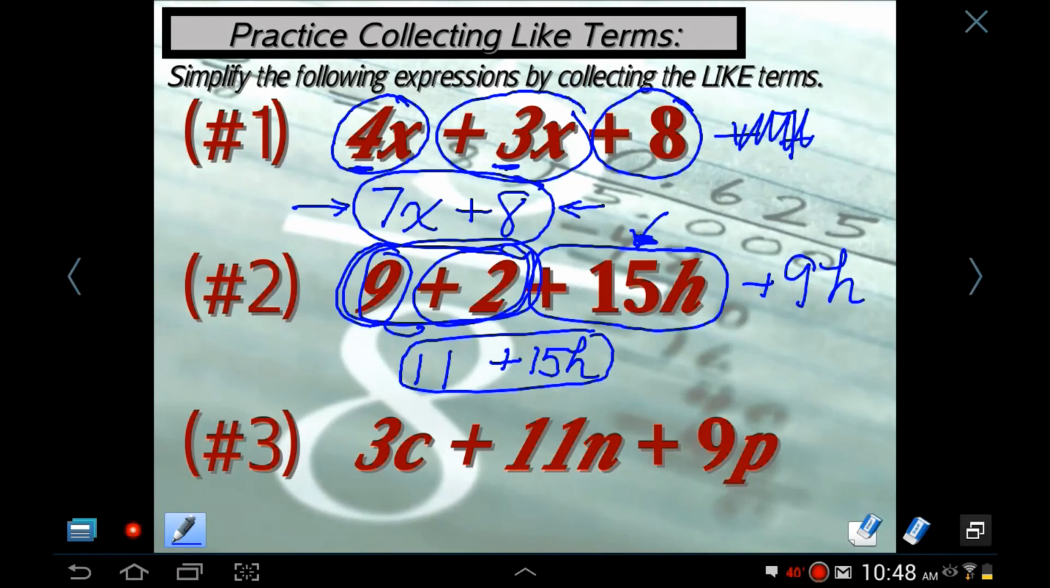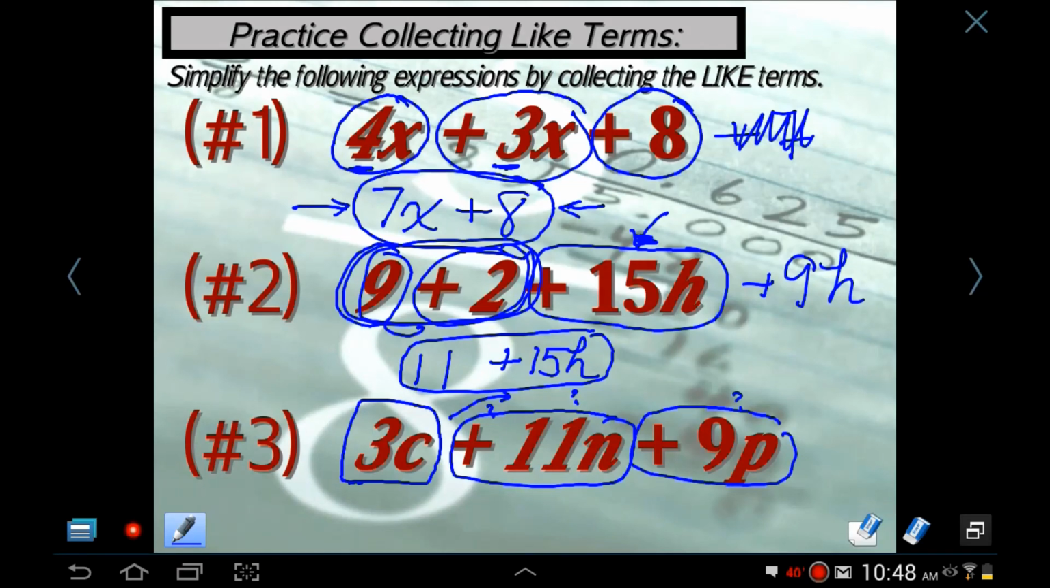On the last problem here, we're going to add as much as we can. So we've got 3c, and all I can add 3c to is another 3c. Now I'm looking, is there a 3c anywhere? Or is there a c anywhere? And I don't see any. And let me look at the 11n then. Let's see if there's any other n's in this problem. And there are no n's. And you probably have already figured this out, but there's no other p's. And this may seem like it's not true, but that's it. This is already in simplest form.